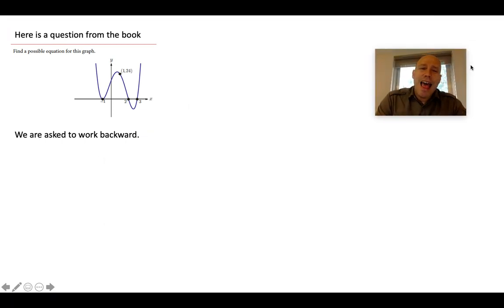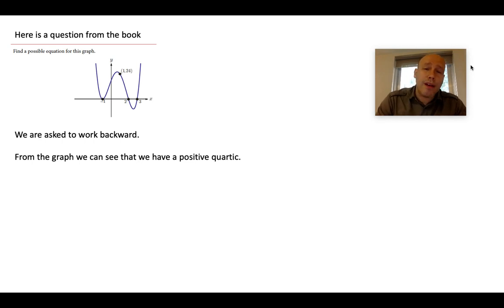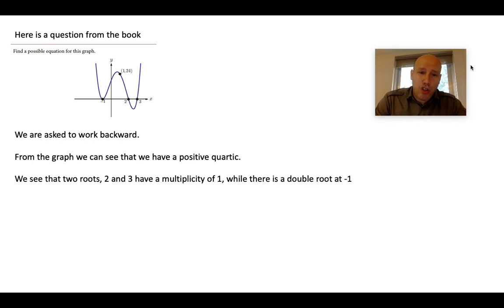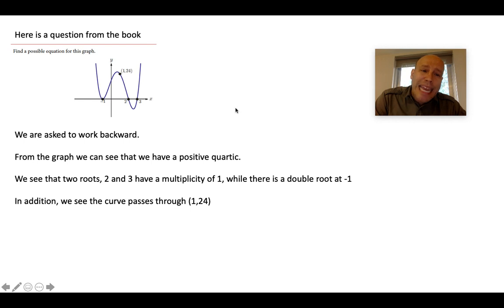Okay. From the graph, we can see that we have a positive quartic. We see that two roots, 2 and 3, have a multiplicity of 1, while there's a double root at negative 1. In addition, we see that the curve passes through (1, 24). So we get all this information down. You get points from IB just for writing all this info down.